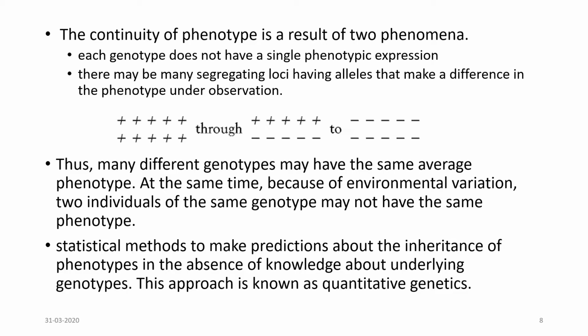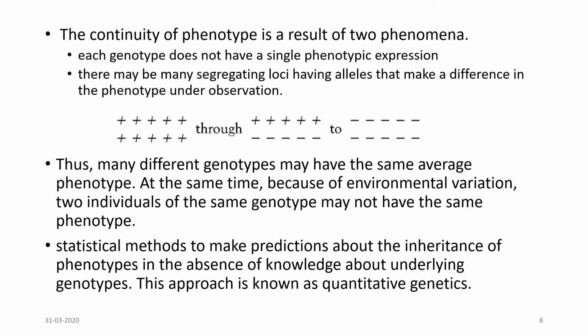There may be many segregating loci having alleles that may make a difference in the phenotype under observation. Suppose you have 5 affecting loci and 3 alleles, so the possible phenotypes it can form will be 3 to the power of 5 different types of phenotypes, from the parental, the dominant at each allele, to the recessive at each allele, and the intermediate. Thus many different genotypes may have the same average phenotype.